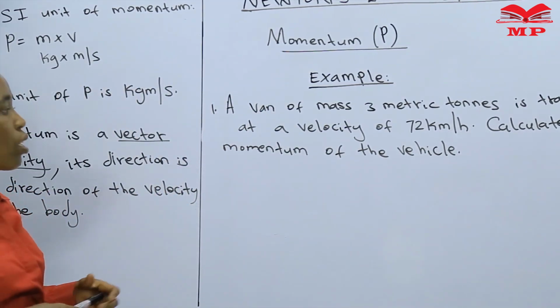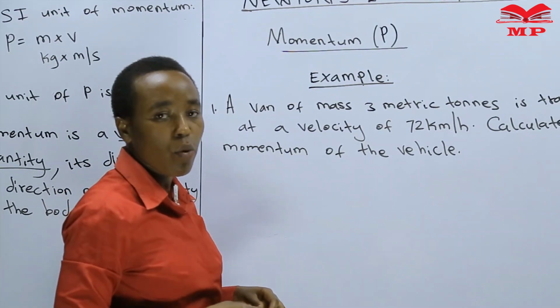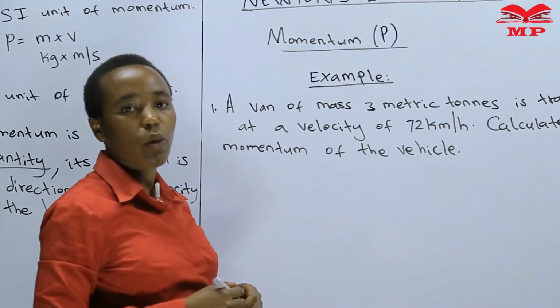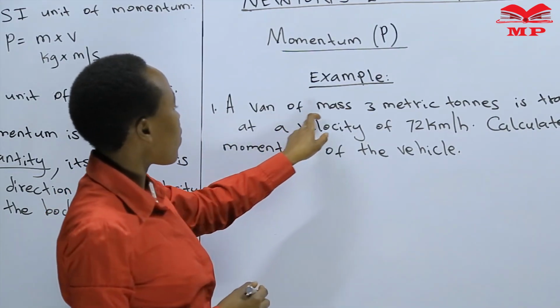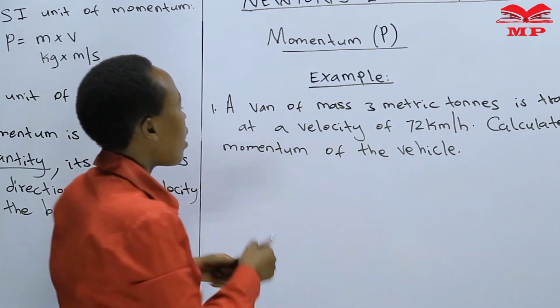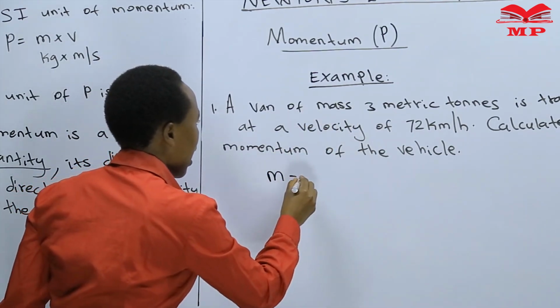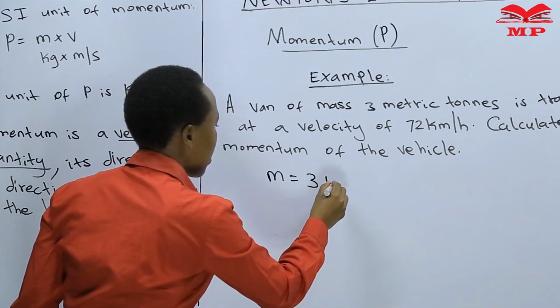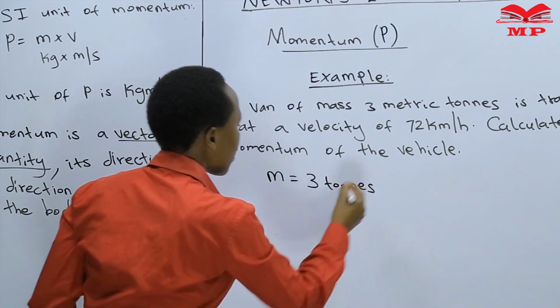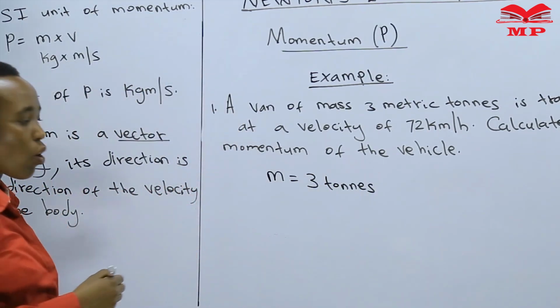So the first thing we need to do is to analyze this question. We get to know what is given and what is in question. We've been given the body, that is the van, and the mass as 3 metric tons, so we have 3 tons, and it is traveling at a velocity.